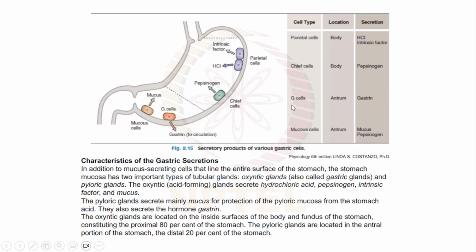Yes, G cells secrete gastrin, as I told you. The pyloric gland secretes what? A peptide hormone, the gastrin. So in the pyloric gland, it is the G cells which secrete this hormone, that is the gastrin. Okay, and the mucus cells secrete the mucus again.